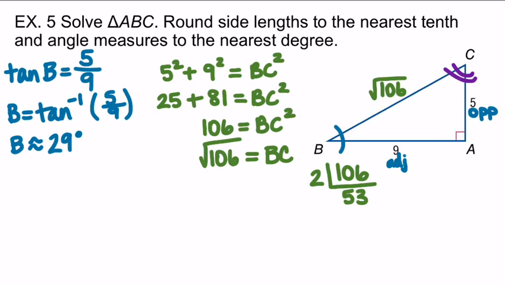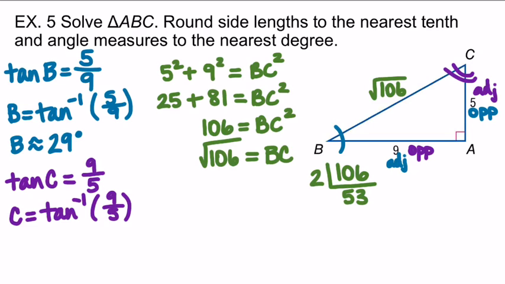Okay, now I'm solving for angle C. When I label from angle C, my opposite and adjacent are actually going to switch places. So tangent of angle C is 9 over 5. In my calculator, I'm going to do inverse tangent of 9 over 5, and I get that C is approximately 61 degrees. You can also know that that's correct because angles B and C should add to equal 90 degrees. All three angles in the triangle should add to equal 180 degrees.